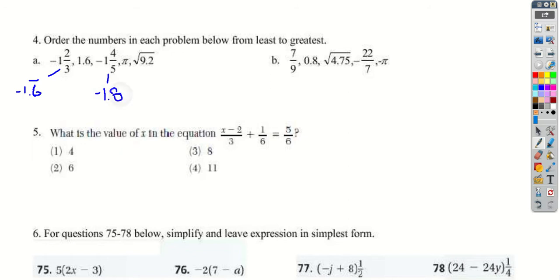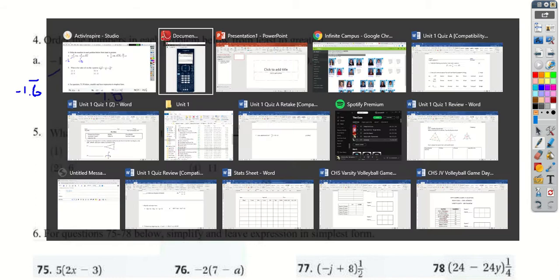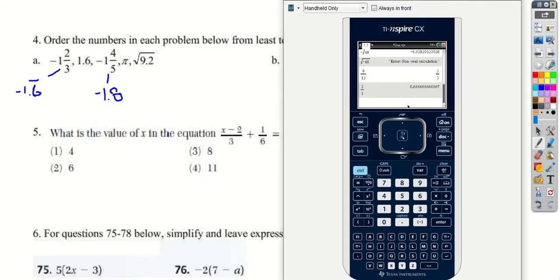So I can take my calculator if I want to. I can type in 4/5 and hit control enter, and get 0.8. And I can figure out what that is. I also want to know what the square root of 9.2 is. So control x squared, 9.2, and it's 3.033.